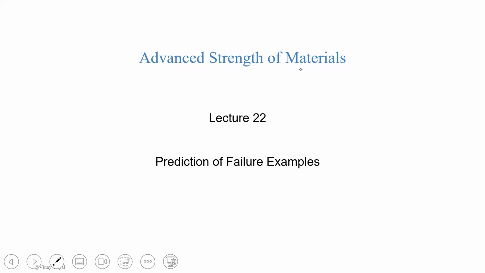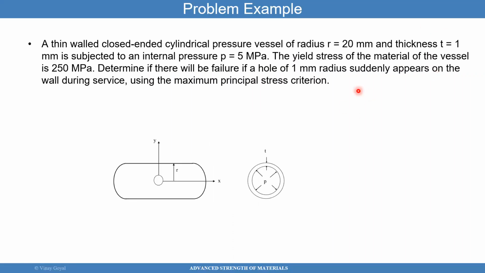Let's then move to some examples to predict failure for various problems. So let's just step into that and kind of learn together. Here you have a thin wall pressure vessel that has a radius of 20 millimeters, a thickness of 1 millimeter, and it is subjected to 5 megapascals.